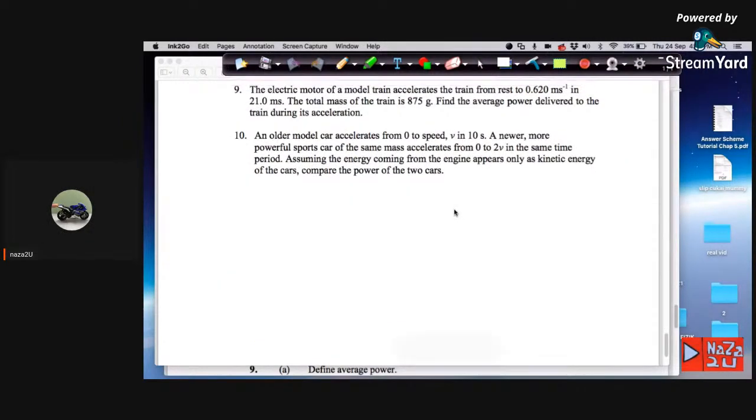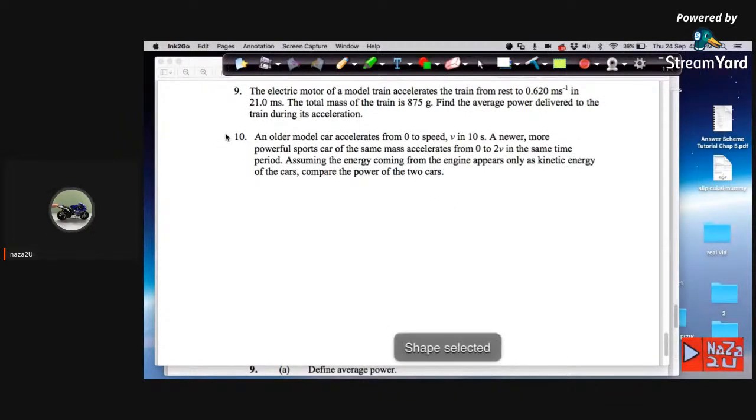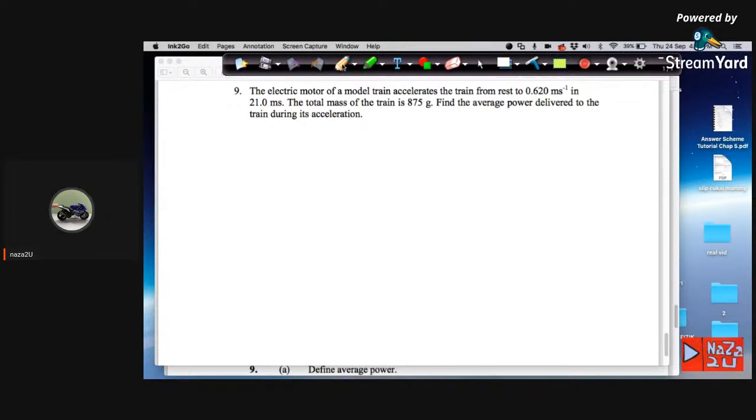Okay class, so continue to number 9. Okay, number 9 ini adalah berkaitan dengan apa ni? Power, ingat? Electric motor of a model train accelerates the train from rest to 0.620 meter per second in 21 millisecond, ms millisecond. Total mass of the train is 875. Find the average power delivered to the train during its acceleration. So the question asks you average power delivered. So meaning what is the average power? Average power is equal to work divided by time t, or the rate of work done, W over t.